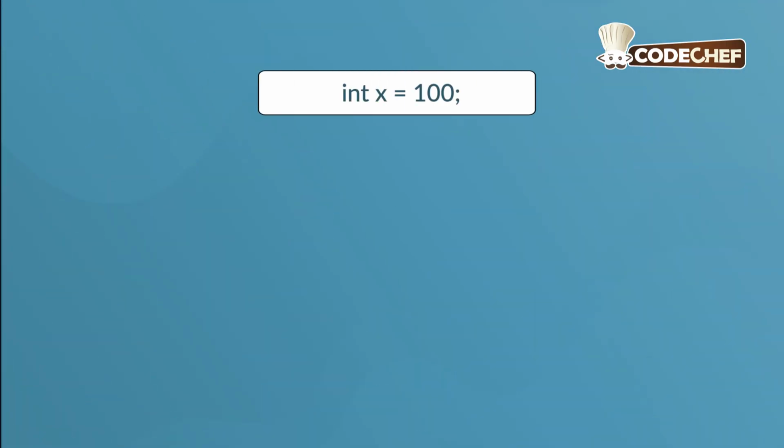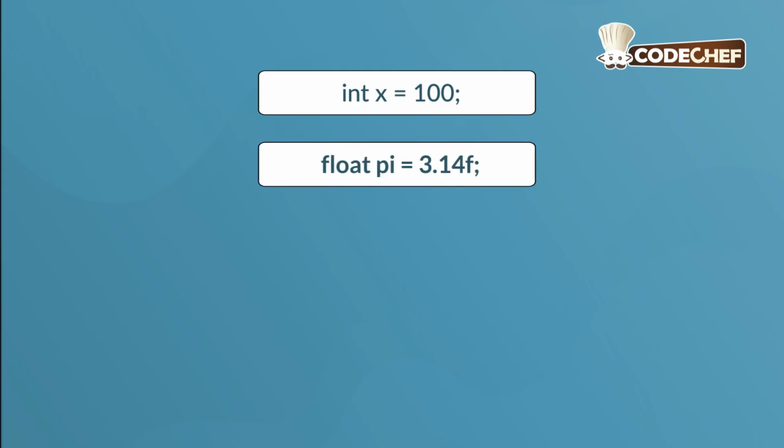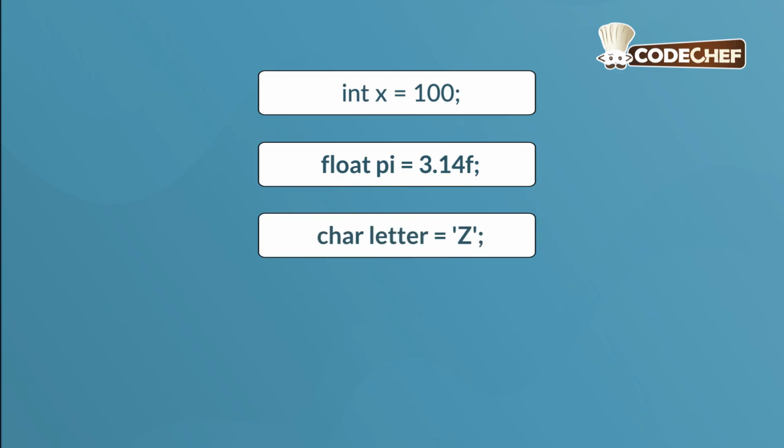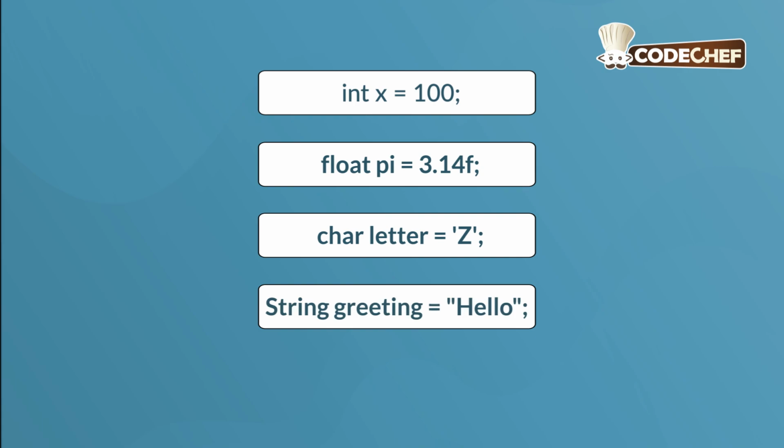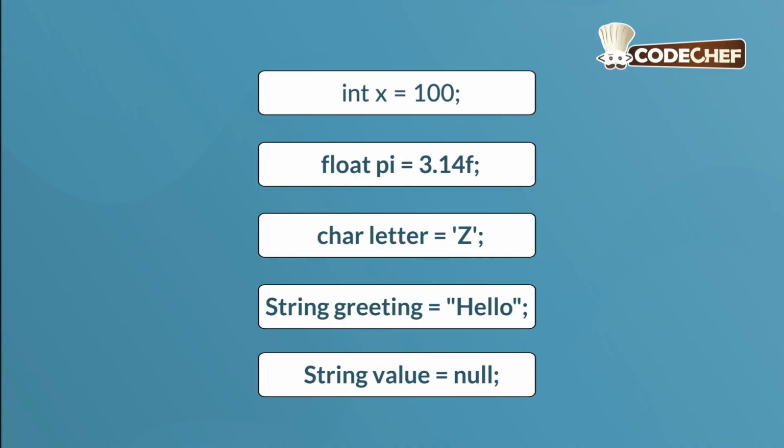Integer literals are written without quotes, like 100. Floating point literals use an f or F suffix, e.g. 3.14f. Character literals are enclosed in single quotes, e.g. Z. String literals are in double quotes, e.g. hello. The null literal indicates an empty reference.